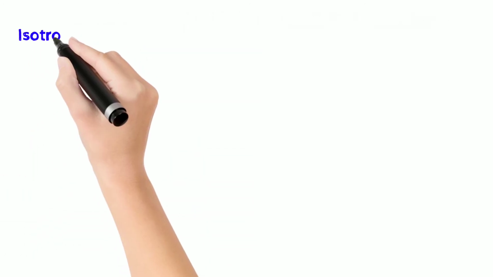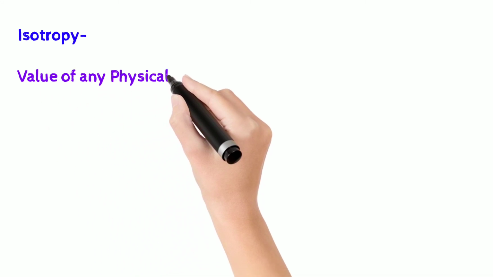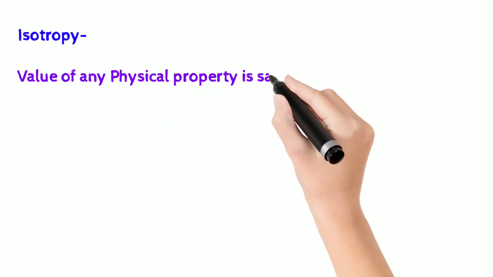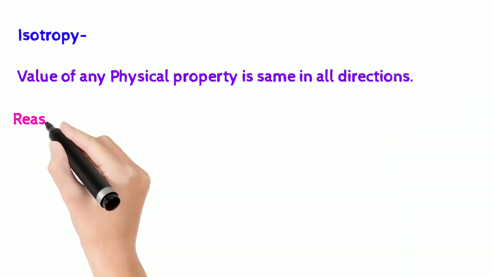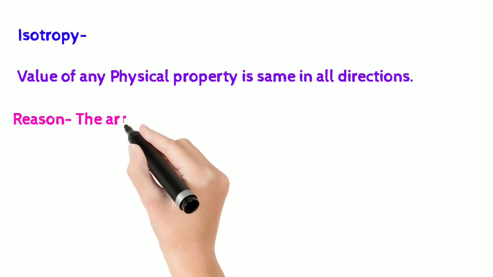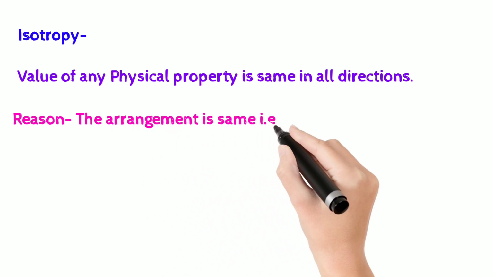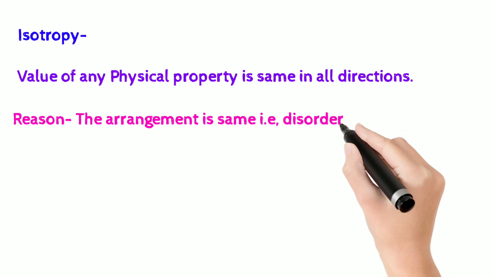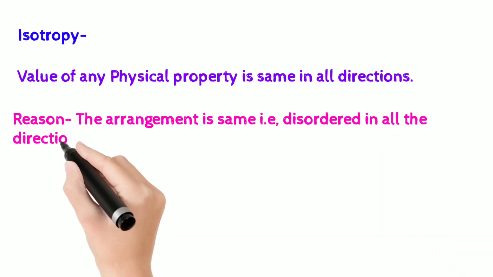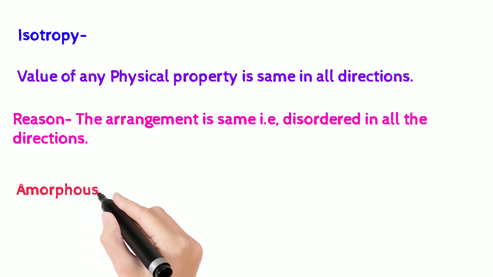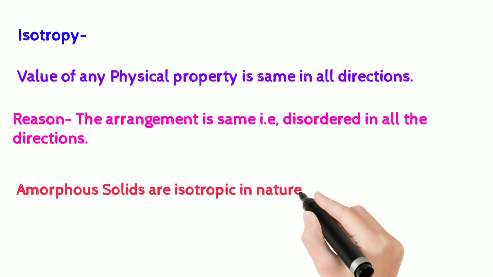Now, isotropy. When the value of any physical property is found to be same along each direction, the property is termed as isotropy. The reason, you could have guessed it very easily, because the arrangement of particles along different direction is same in this case. Why is it same? Because if you look at any direction, the arrangement is highly disordered. So the value of any physical property would be same in any direction, and we call it isotropy. Amorphous solids, that's right, they are isotropic in nature.